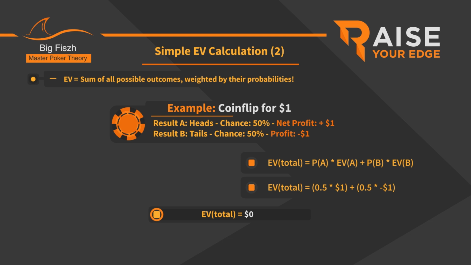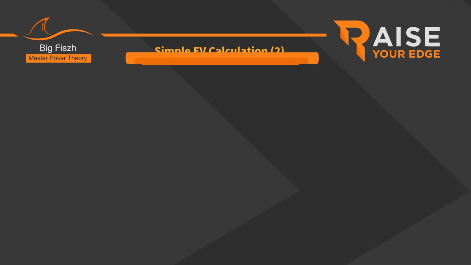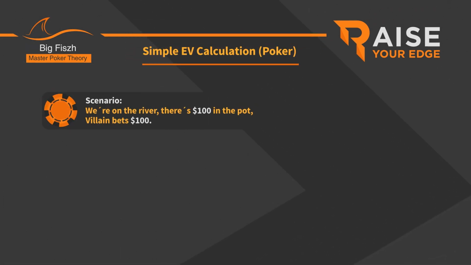Cool, so let's talk about a second, more poker-related example. We are facing a river scenario where villain bets full pot: $100 in the pot, and he bets 100. We estimate to have 38% equity against his betting range. Now, do we have a quote-unquote statistically correct call? EV will tell us.